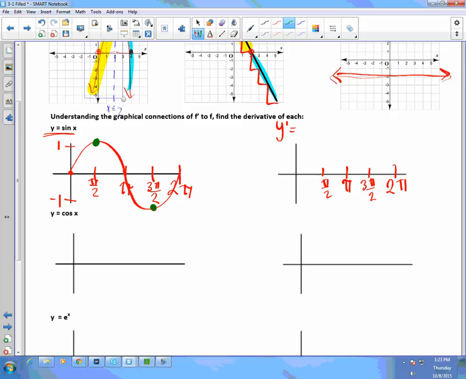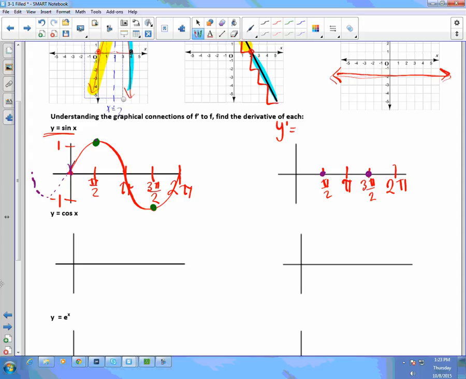Good. I like to always show my maxes and mins first, the easy part in my opinion. So at pi halves and 3 pi halves, what does my derivative function have? Yeah, x-intercepts. Okay, now, is there an intercept right here? No, because we know it keeps going like that, right? So this is not an x-intercept.